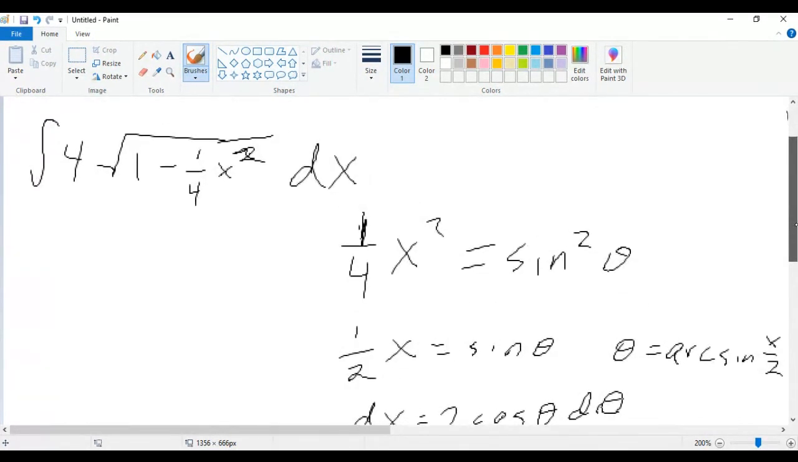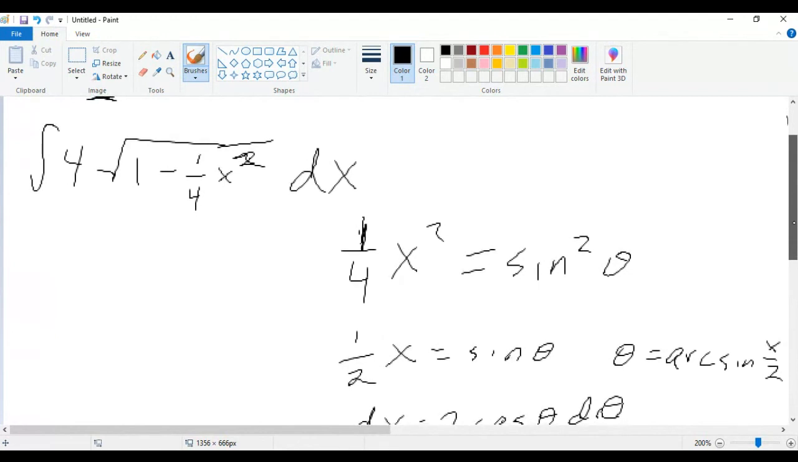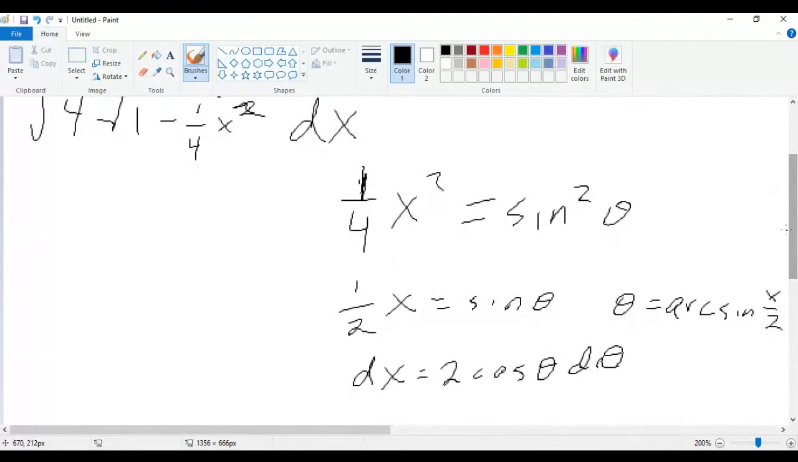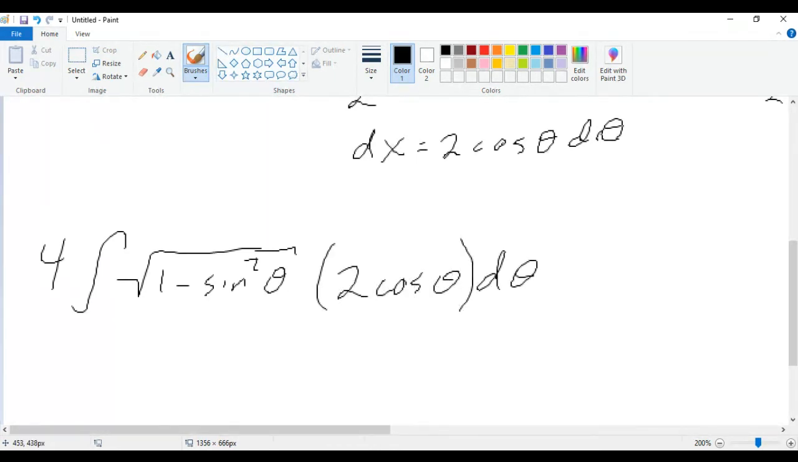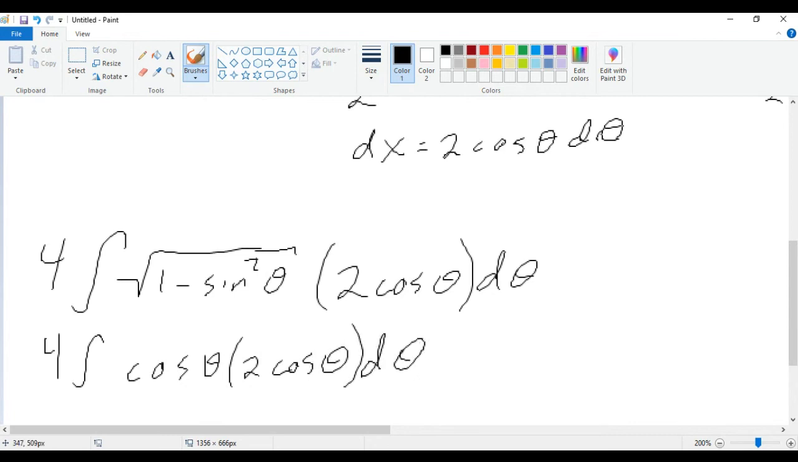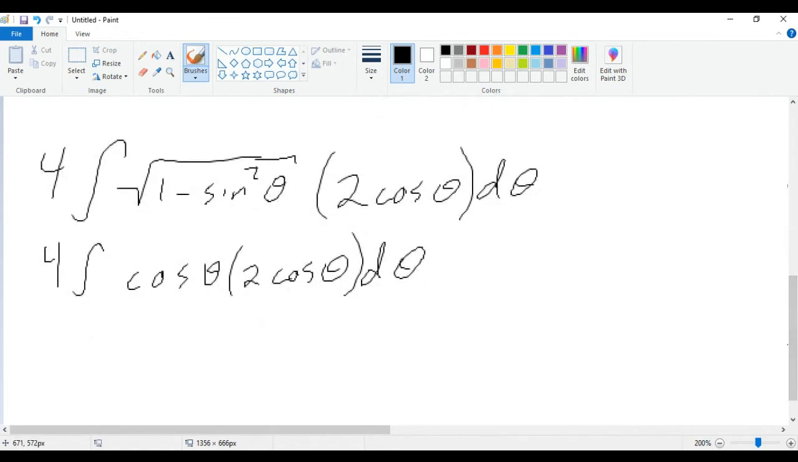Next, we simply make our substitution out for x. So since 1/4 x squared was sine squared theta, we simply take that out, and we end up with, we can also pull the 4 out, square root of 1 minus sine squared theta, and then we have times 2 cosine theta. 1 minus sine squared theta is, of course, cosine squared theta. So this is 4 integral square root of cosine squared theta times 2 cosine theta, and if we keep working this through, we get 8 integral cosine squared theta.